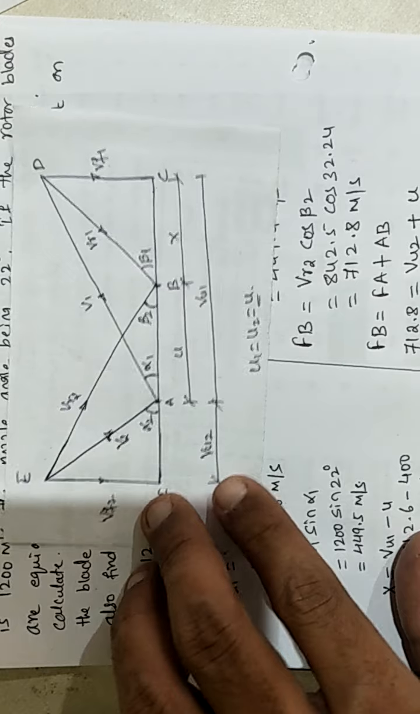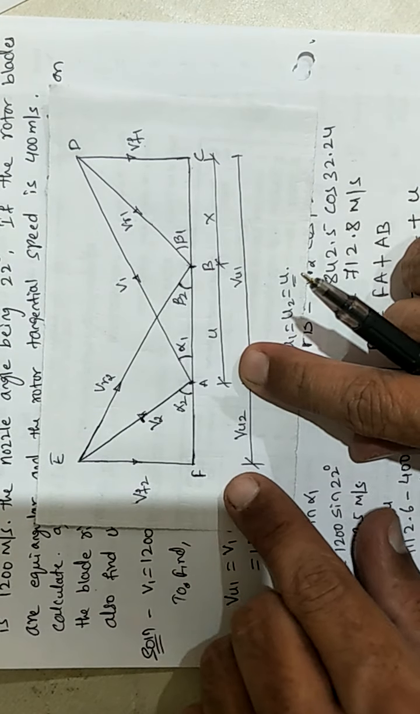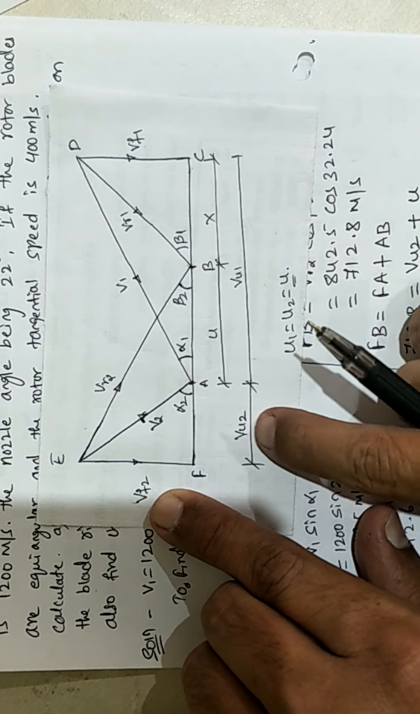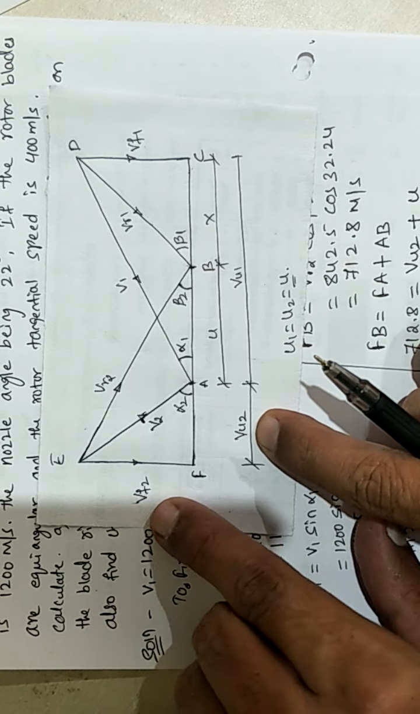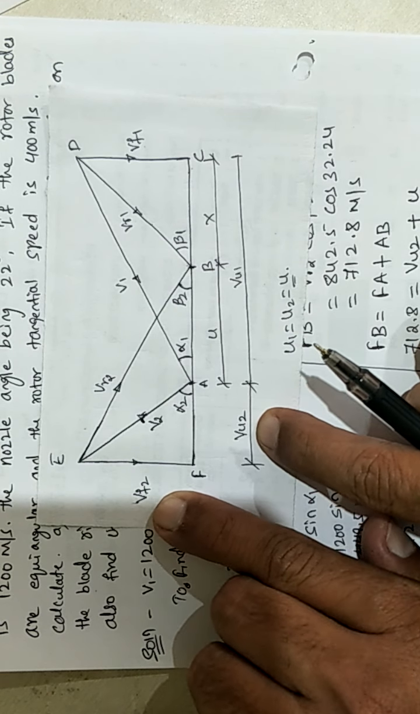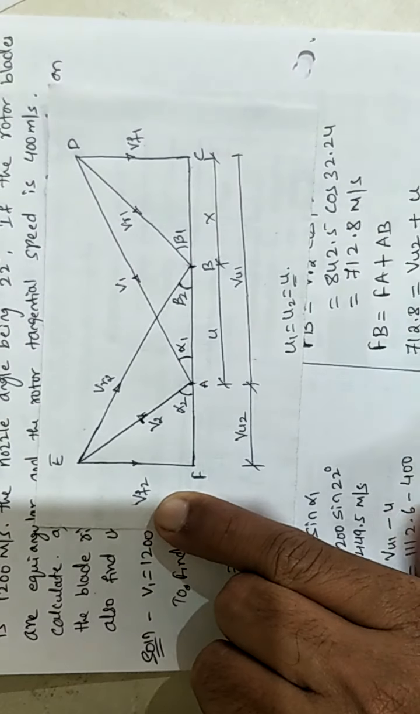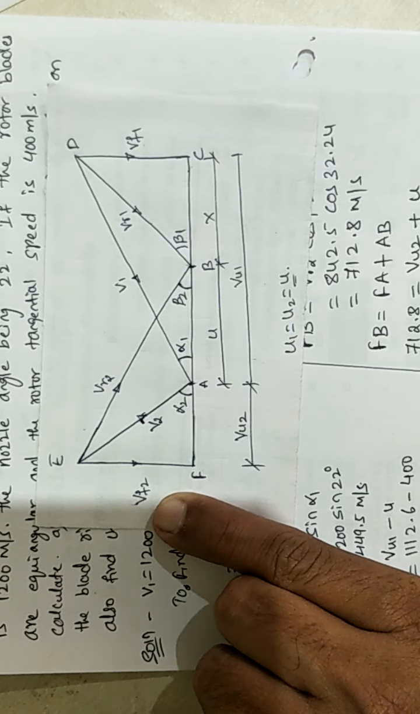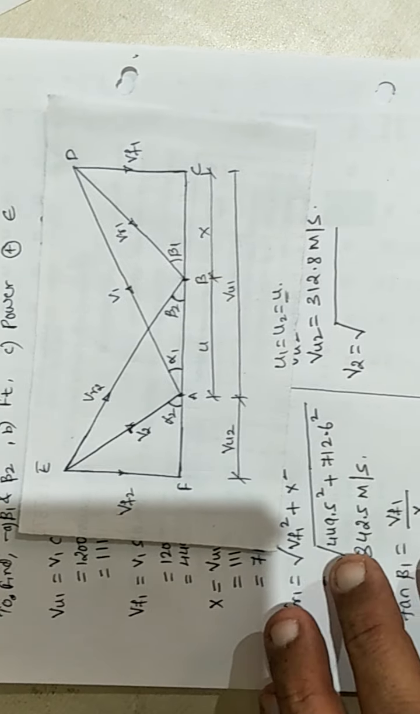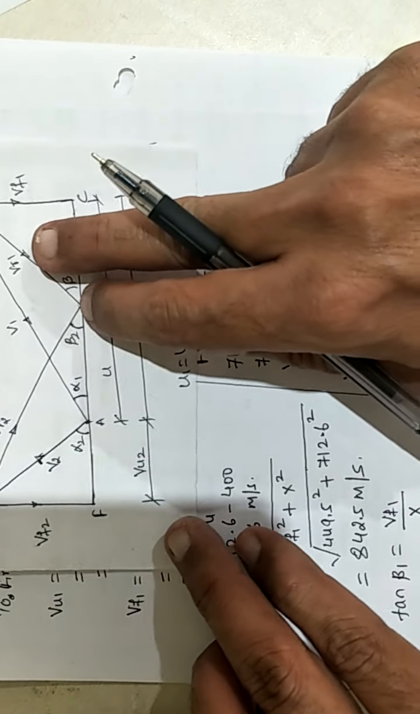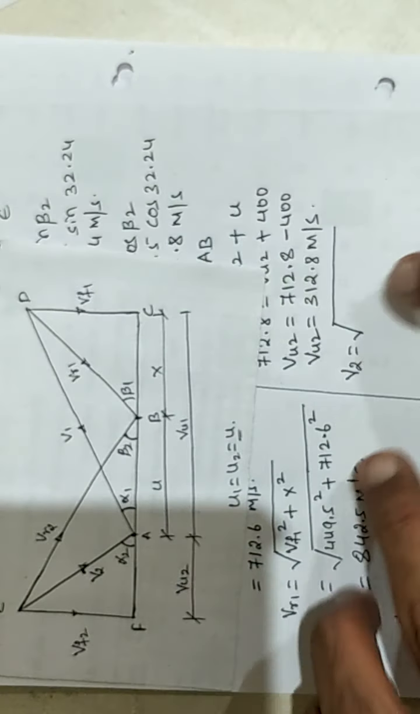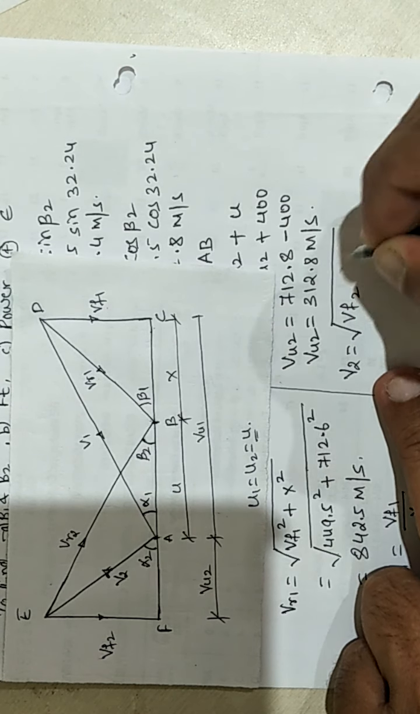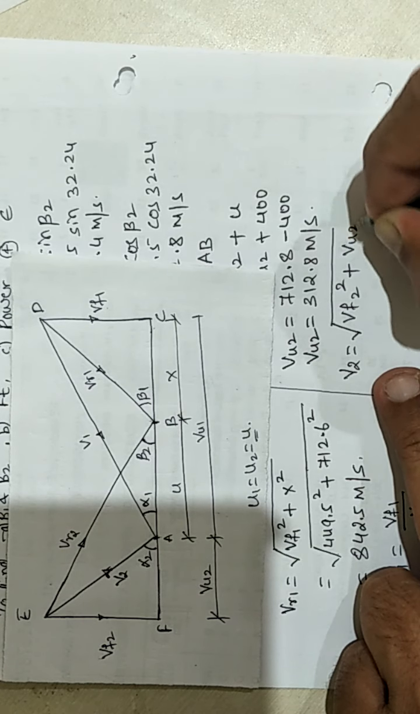In this problem, V2 is still unknown. I know the value of FA, which is VU2, as well as the value of VF2. So apply the Pythagoras theorem and calculate V2. V2 is equal to the square root of VF2 square plus VU2 square.